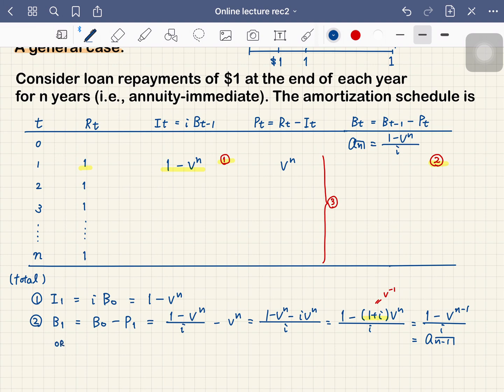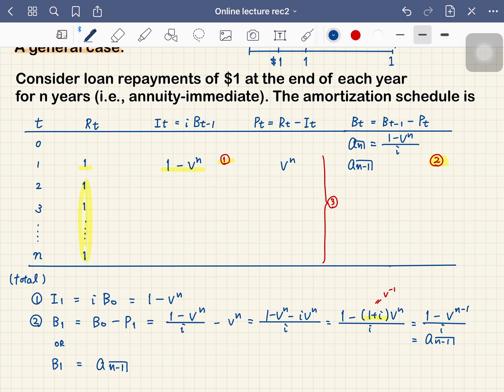Or if you use the prospective method, you can immediately say B1 here is the present value of the remaining payments. So this is the $1 for n minus 1 years. So this is a angle n minus 1. At any rate, you can fill out this as a angle n minus 1. Now we can recursively fill out this table.